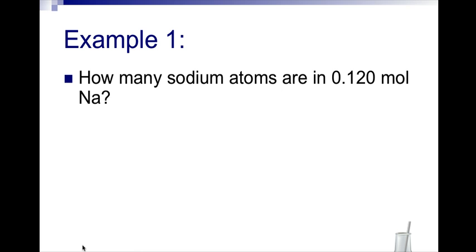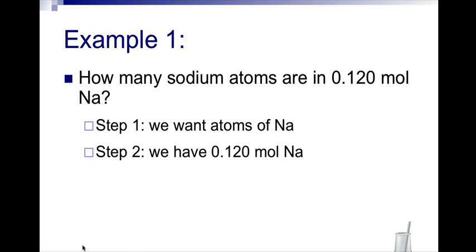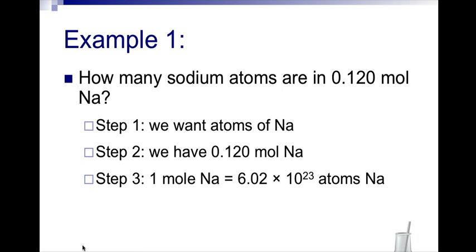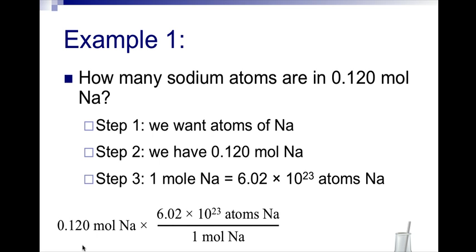So for example, how many sodium atoms are in 0.12 moles of sodium? Well, we want atoms of sodium, and we have 0.12 moles of sodium. And we know the conversion factor between moles and atoms is 6.02 times 10 to the 23rd. So we start with what we have, which is 0.12 moles. We use our conversion factor of 6.02 times 10 to the 23rd atoms for every 1 mole. Moles cancel, and we're left with atoms of sodium.